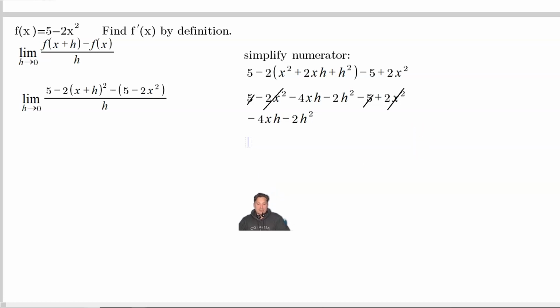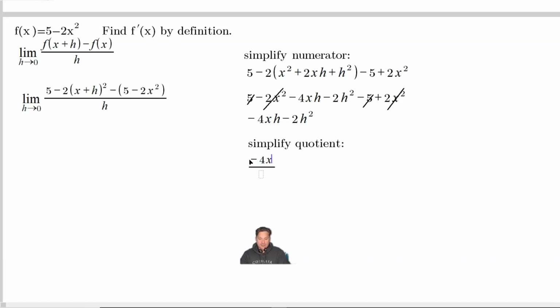The next step in the process would be this one usually. Okay, so simplify quotient. So let's take a look. Let me set up the quotient so we see what there is to simplify. The quotient will look like this. Notice that I'm not writing the limit as h goes to 0 the entire time until the very end, okay, when it's really necessary. So let's continue here, simplify the quotient. I will have negative 4xh minus 2h squared, and the whole thing will be divided by h.